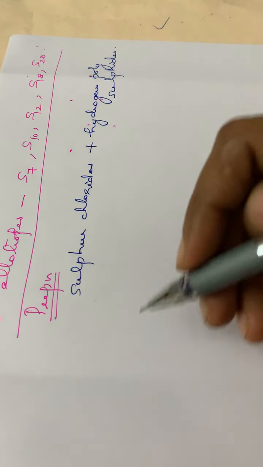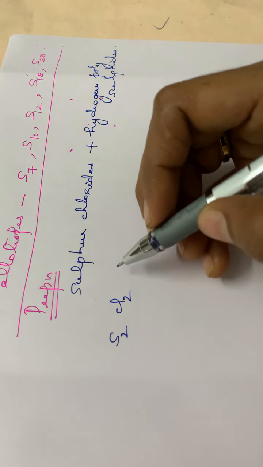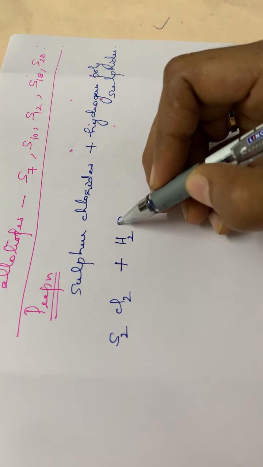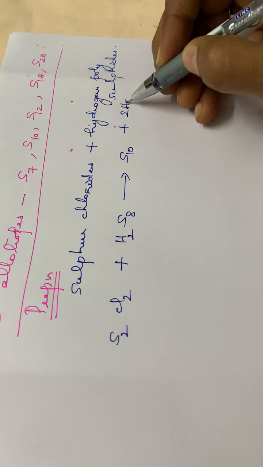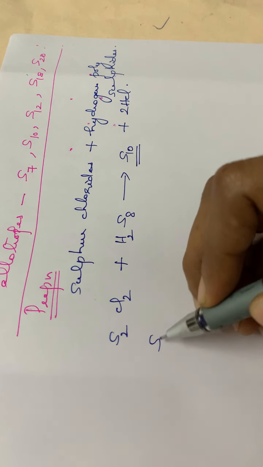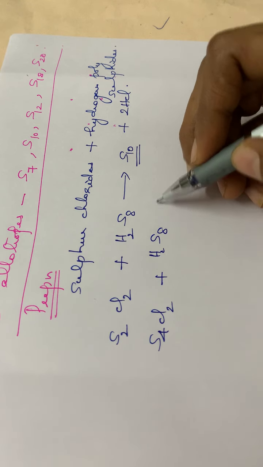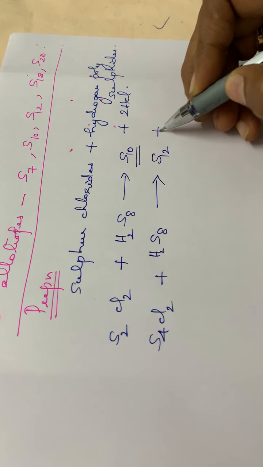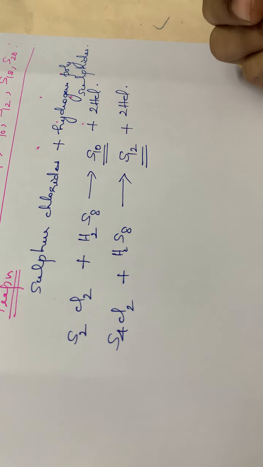Okay, so you have to write down some of the reactions given in your textbook. S2Cl2, this is sulfur chloride, plus hydrogen polysulfide, this is H2S8, giving S10 plus 2 HCl. So here we will be having S10 rings. Okay, then another one, S4Cl2 plus H2S8. Another hydrogen polysulfide reacts with sulfur chloride to give S12 plus 2 HCl. Okay, so this is another allotrope of sulfur.